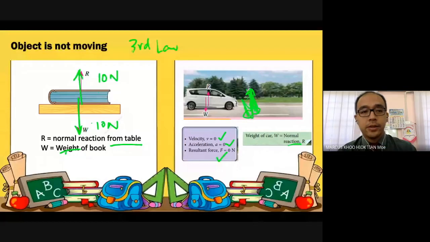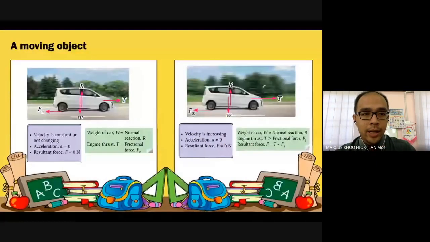Moving object. Even in a moving object, notice that the weight and the reaction force are still there. No matter what happens, the weight and the reaction force are still there and they are equal. So in this case, the weight and the reaction force are the same.